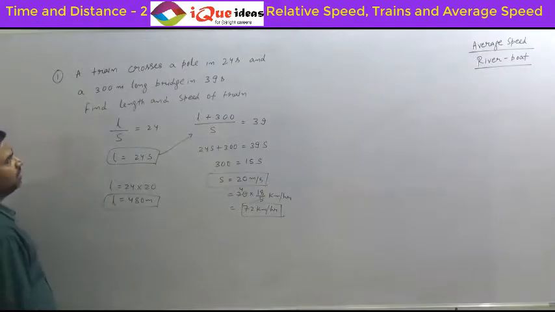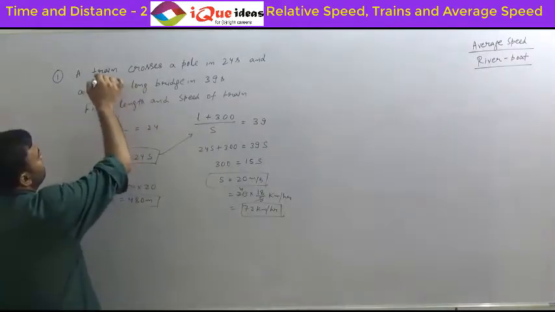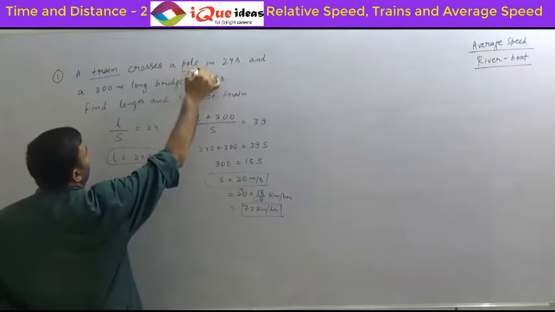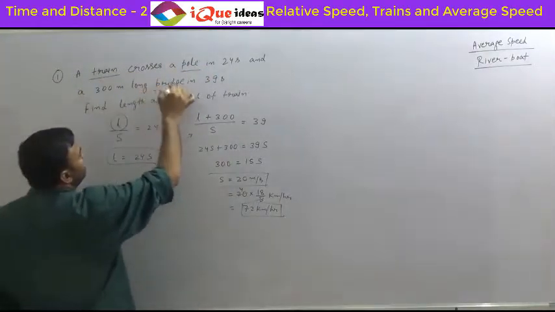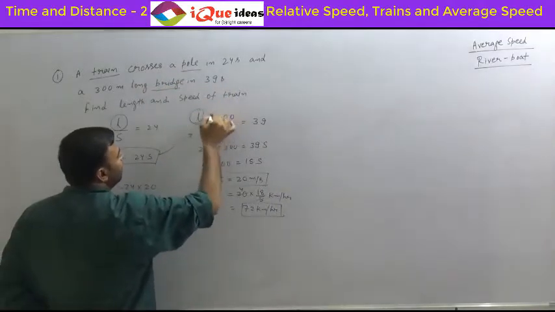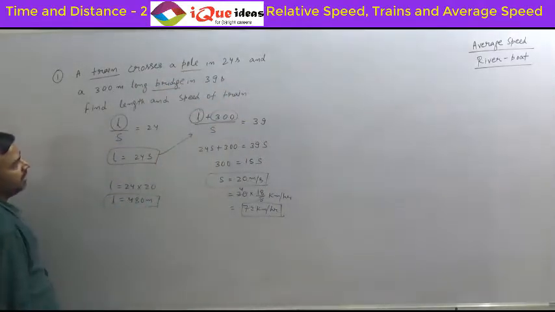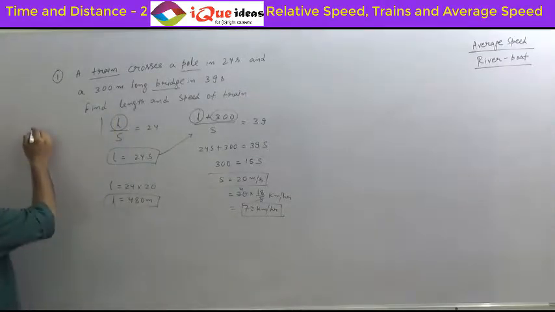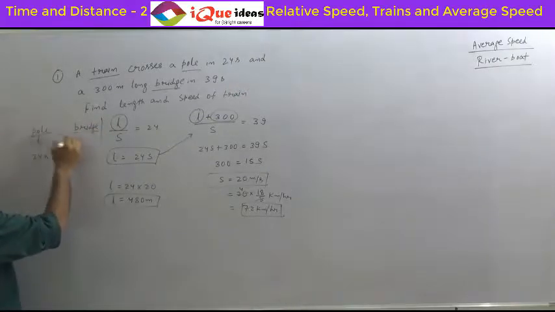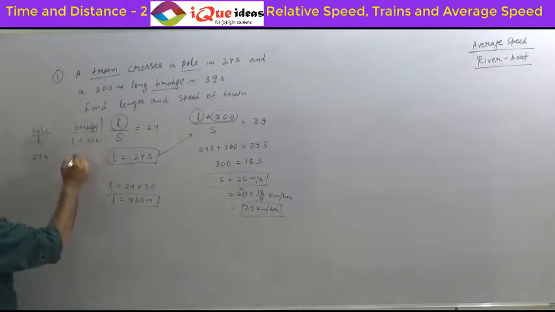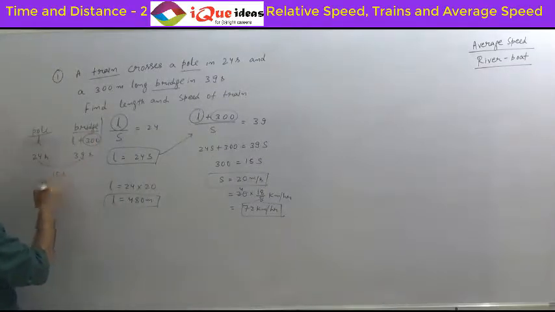This can be done directly also. You see, what is the distance traveled by the train to cross a pole? Its own length. What is the distance traveled by the train to cross a bridge? Its own length plus extra 300. Right? So for the pole, which is its own length, it is taking 24 seconds. For the bridge, which is L plus 300, it is taking 39 seconds. For this extra 300 meters, it is taking extra 15 seconds.